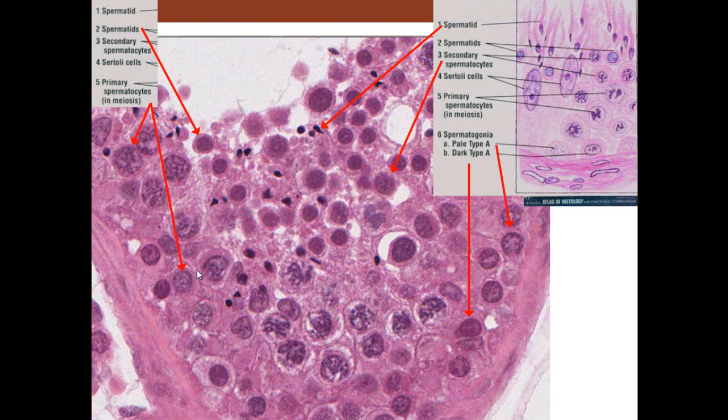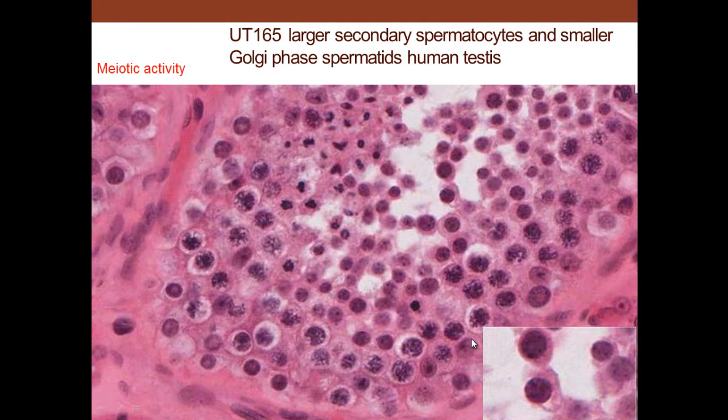These would be pachytene, and these would be like leptotene primary spermatocytes. And we do have Sertoli cells, as I mentioned, here, here, and there. We can see there's another part of a Sertoli cell nucleus right through there.